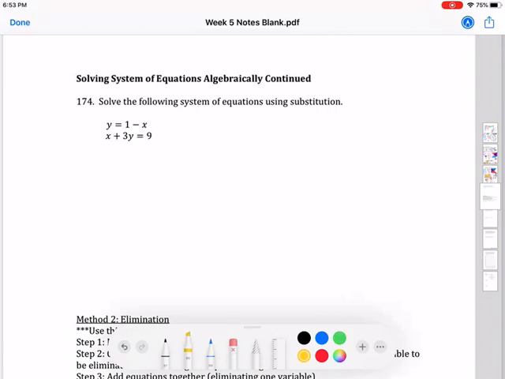But look, you would know you want to do substitution because of this right here. The y equals is given to you. It says that y is equal to 1 minus x. So where you see a y in the other equation, you're going to plug in its place what y is equal to, which is 1 minus x.